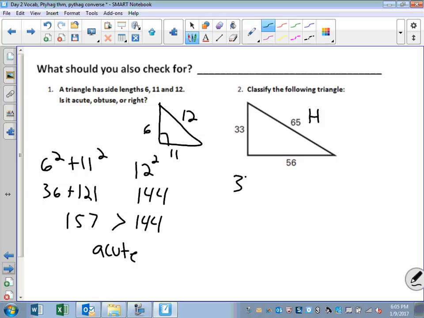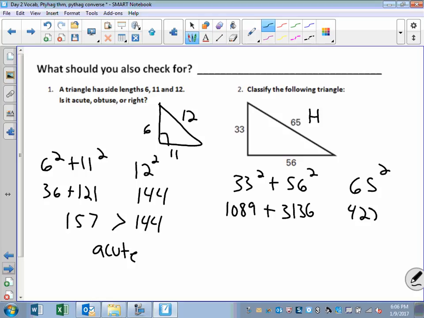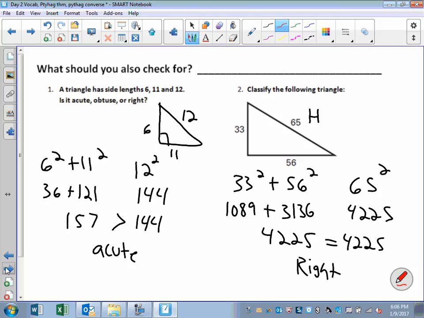So we got 33 squared plus 56 squared. And we want to know how that relates to 65 squared. So 33 times 33 is 1,089. 56 times 56 is 3,136. And 65 squared is 4,225. Okay. And when you add these up, you're going to get 4,225. So they're equal to each other. Okay, so if they're equal, we can say that it is a right triangle. And now we can add our right angle in up here.